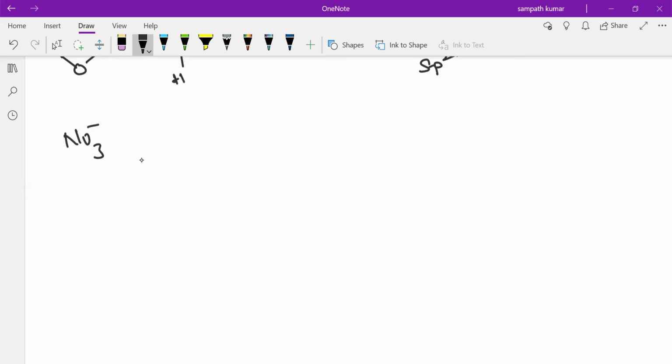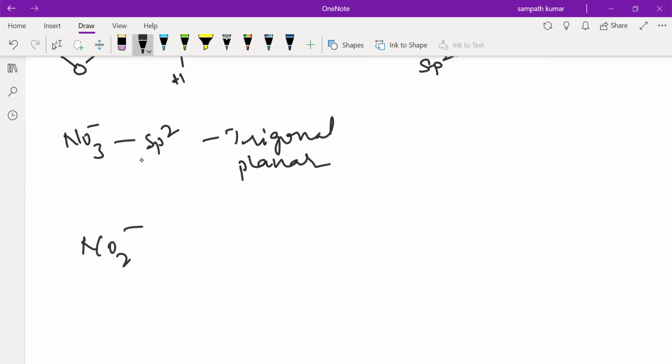Trigonal planar shape, very good. Hybridization is sp2. So trigonal planar molecule. And as well as NO2-.